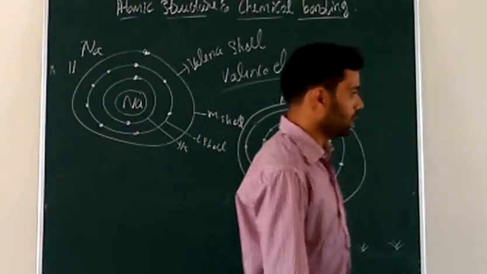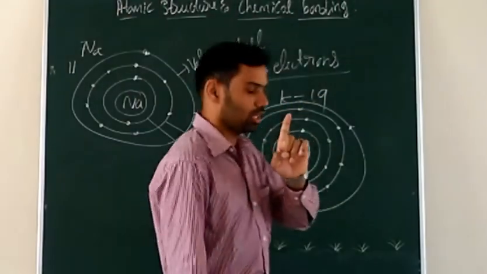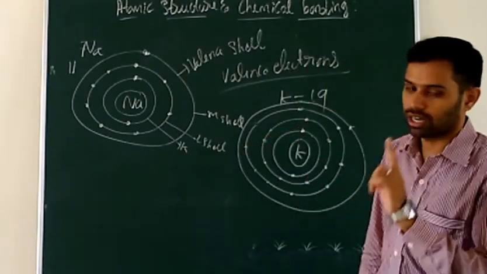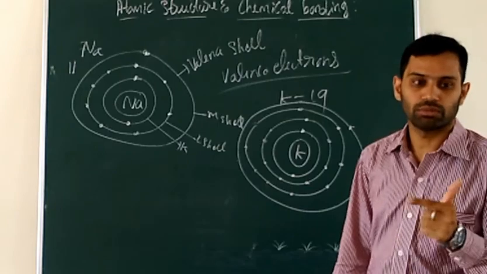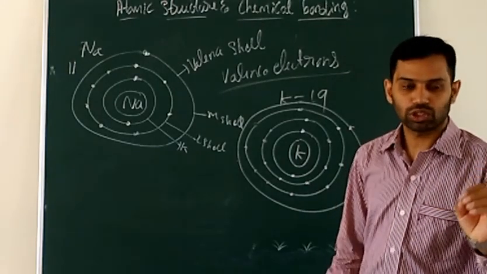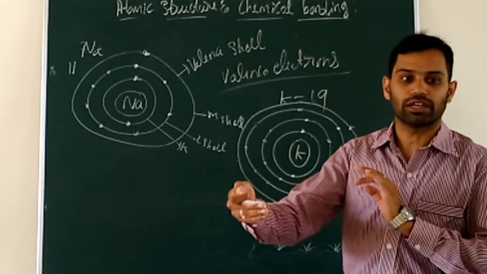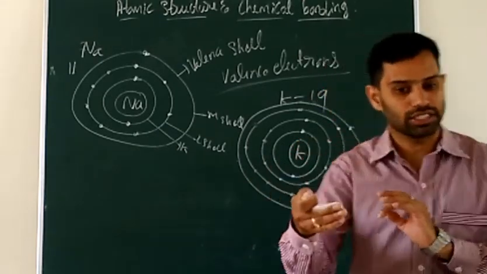Now look at that. In the first group elements, except lithium and hydrogen, only 1 electron will be present in the outermost shell: sodium, potassium, rubidium, cesium, francium. These are present in the first group, so they show similar chemical properties. As I told, the chemical properties depend on the valence electrons.